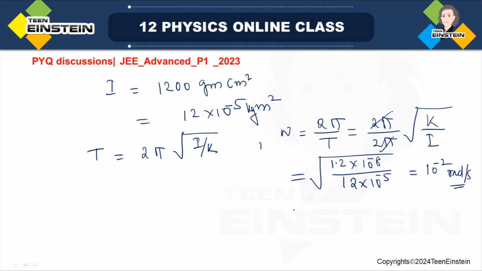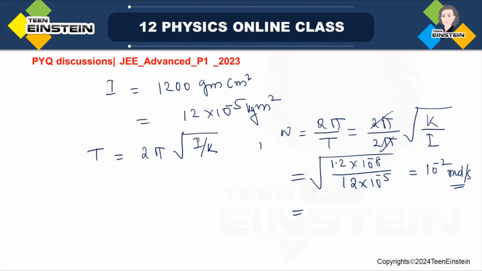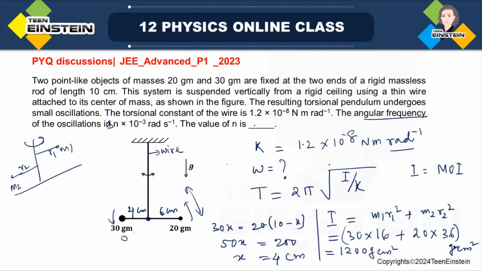So 10 to the power minus 2, if you write in the order of 10 to the power minus 3, you have to write this value so that you get the value of n. So how to do that? If I write 10, then I have to write 10 to the power minus 3 over here, which is radian per second. So what is the value of n? So n into 10 to the power minus 3, that means this n is 10, okay. So the value of n is actually 10. So this is the answer for this question.